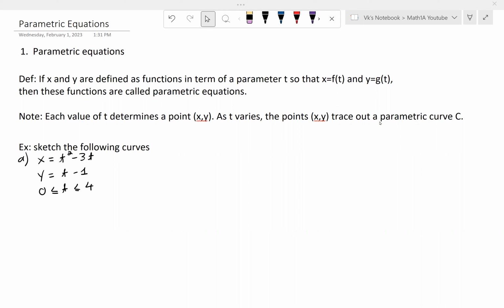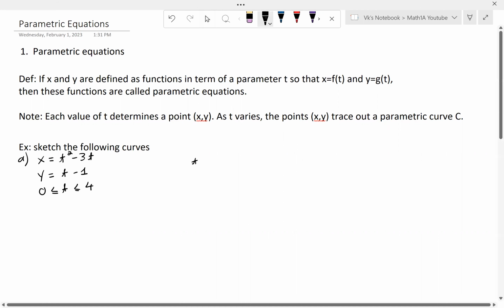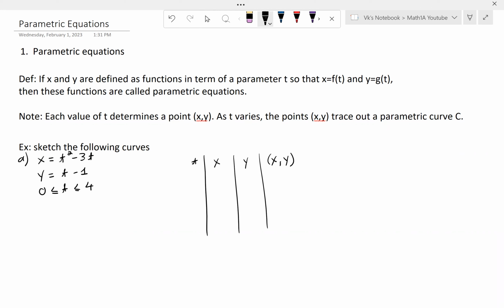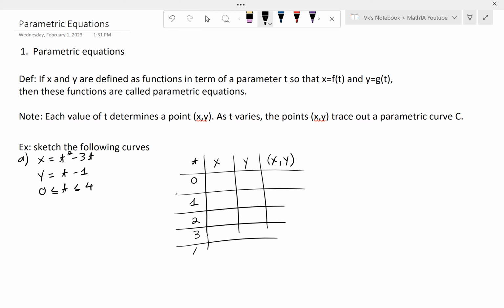Sketch the following curves. In A, we have x equals t squared minus 3t, y equals t minus 1, and 0 less than or equal to t less than or equal to 4. So we have a restricted range for t. Now to do the sketch, we need t, x, y, and the point (x, y). Because t goes from 0 to 4, we let t be 0, 1, 2, 3, 4.